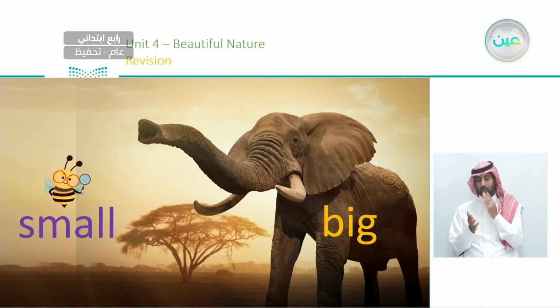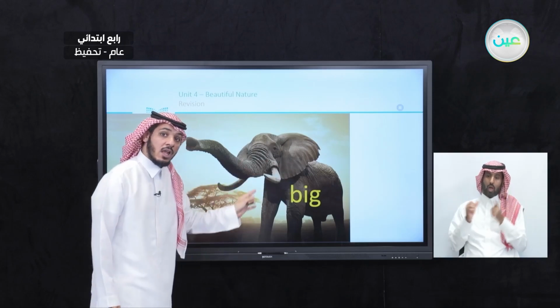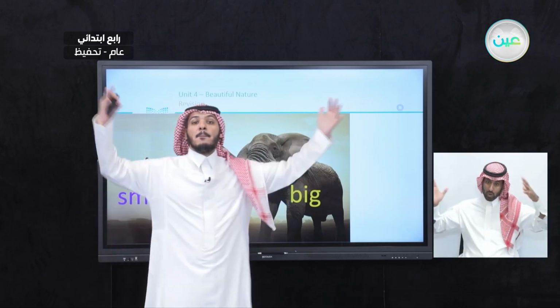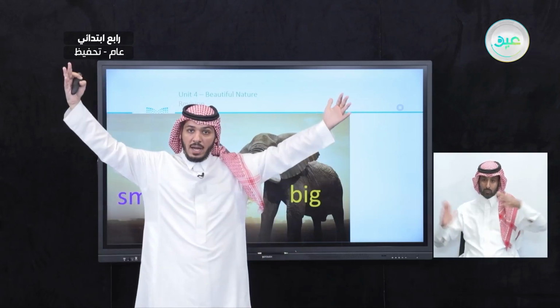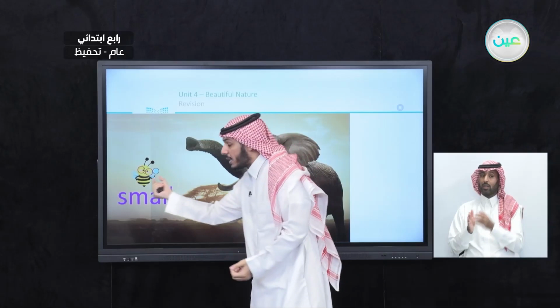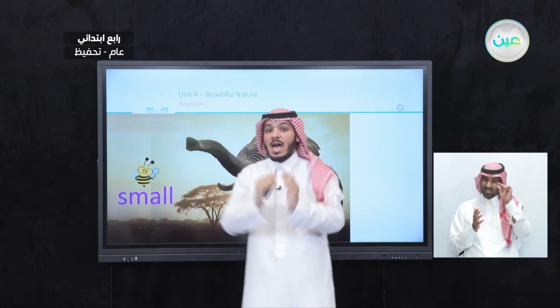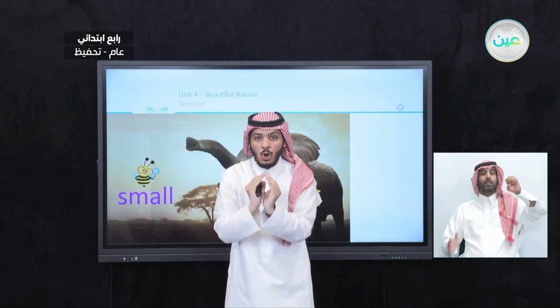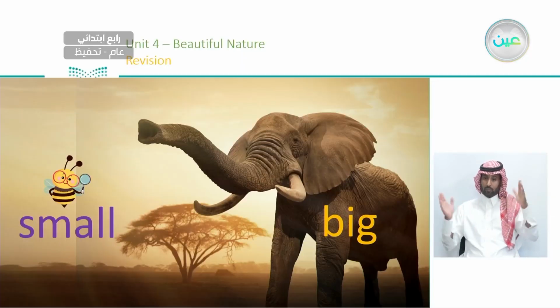Now we have this animal and this animal. What is this? This is an elephant. Excellent. And the elephant is what? Big. So we have a big elephant. And we have a bee here, and the bee is what? Small. Excellent. So we have big, small, big, small. We have two opposites here. Big is the opposite of small.